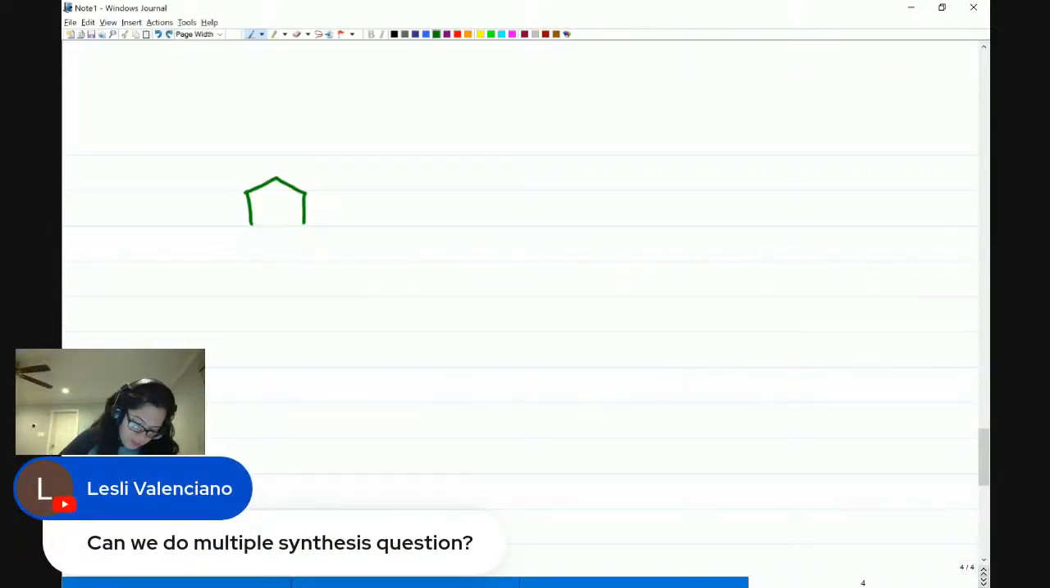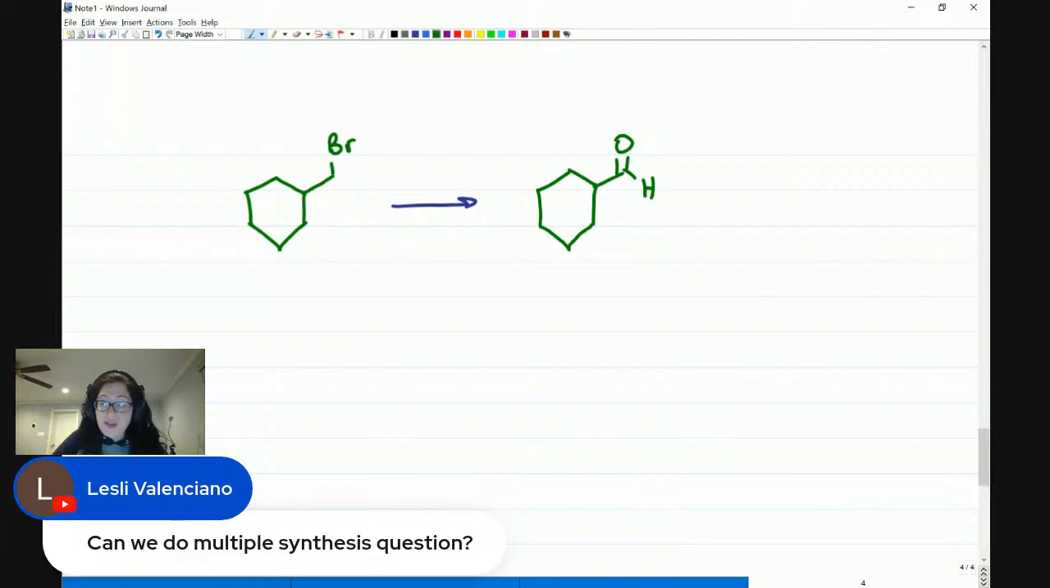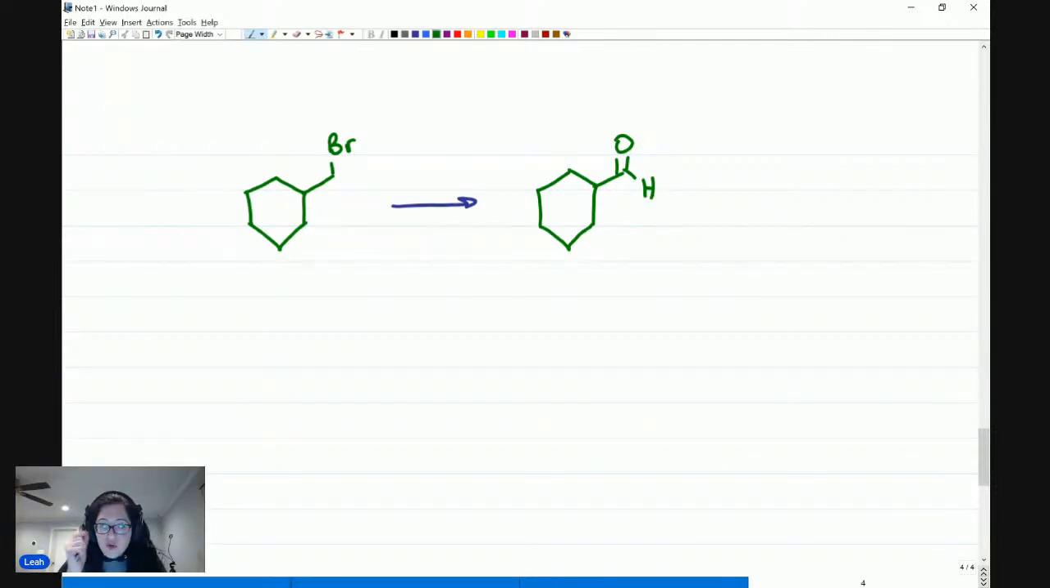We're going to turn my warm-up question into a synthesis question. I want to go from here to the aldehyde version. What would it take to turn that molecule into an aldehyde like this? You can use any reactions, anything that you can think of. What specifically is your first step?